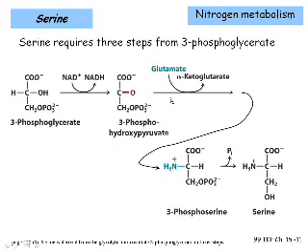3-phosphohydroxypyruvate, actually. And glutamate is going to donate a nitrogen. And now we have 3-phosphoserine. And we throw away the phosphate to make serine. So glycolytic intermediate gets us to serine.